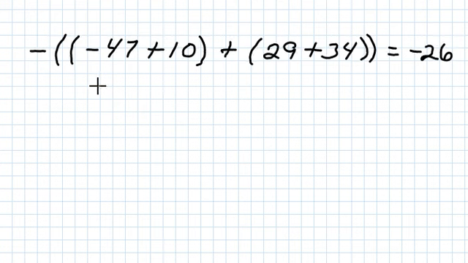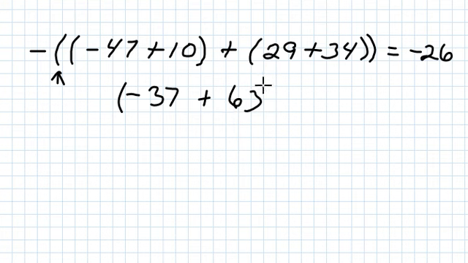Okay, so looking at this one here quickly. Looking at our parentheses, the whole thing is in parentheses, it looks like. Okay, by reading our parentheses here. So we get negative 47 plus 10 is a negative 37. Alright, and what is this, 63? Okay, and then so we have plus 63.